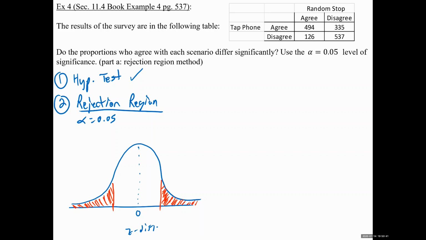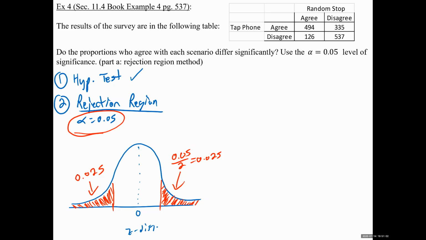Now for rejection region, you're going to label the area first, and then you're going to look up a number in the table. The total area of the rejection region is your alpha. But there's 2 pieces to it, so each of these tails has half that area. So this area is going to be 0.05 divided by 2, which is 0.025. This area is also going to be 0.025. And then you look those numbers up in the table.